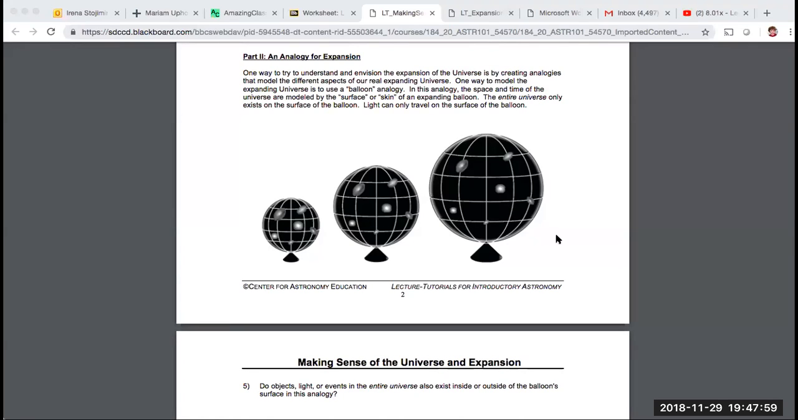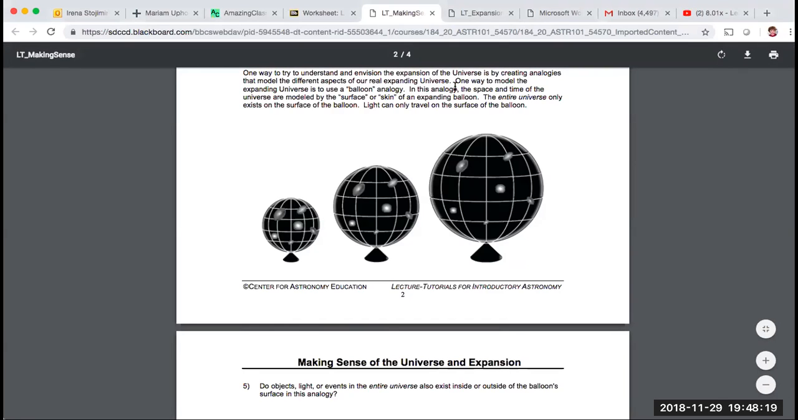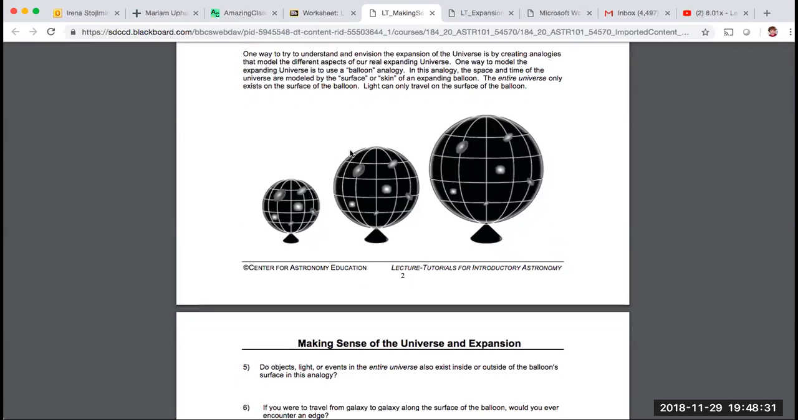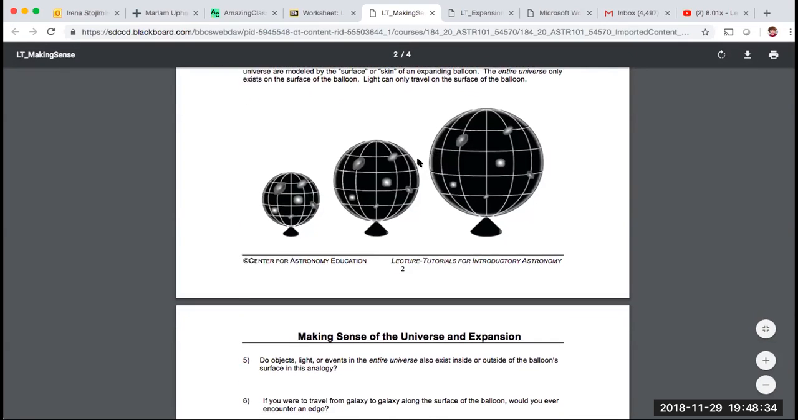Do objects, light, or events in the entire universe also exist inside or outside of the balloon's surface in this analogy? It gives you the answer kind of here, right? In this analogy, the space and time of the universe are modeled by the surface or skin of an expanding balloon. The entire universe exists only on the surface of the balloon, right? And the light can only travel on the surface of the balloon.